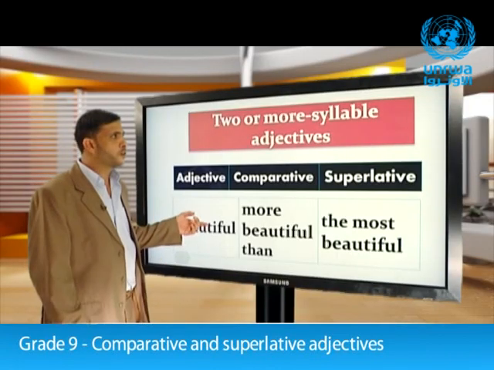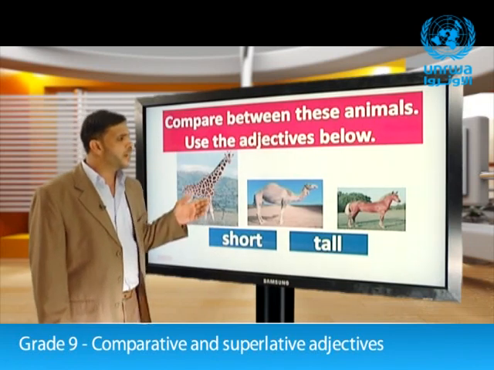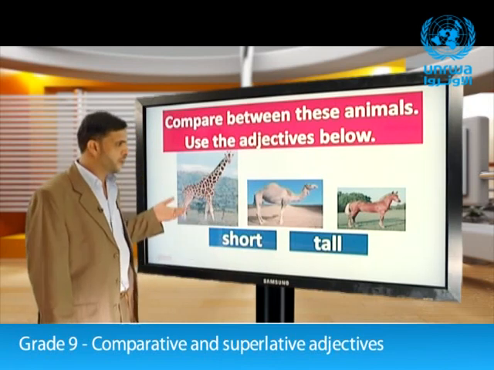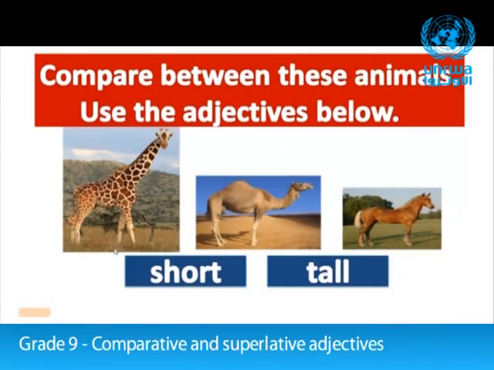Now, dear students, look. We are going to compare these animals: a giraffe, a camel, and a horse, using short and tall to make comparative and superlative forms.